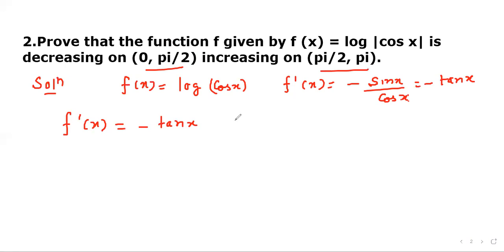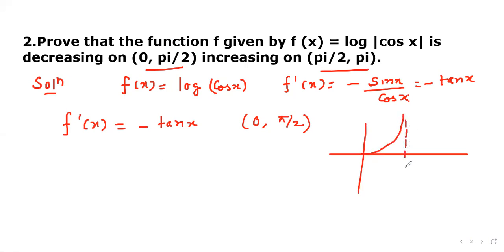Now we have to consider the interval 0 to pi by 2. We know that in the interval 0 to pi by 2, if we plot the graph of tan x, it goes like this. This value is pi by 2. So tan x is positive. If tan x is positive, then f dash x will be negative. So f dash x will be less than 0. So function will be decreasing.